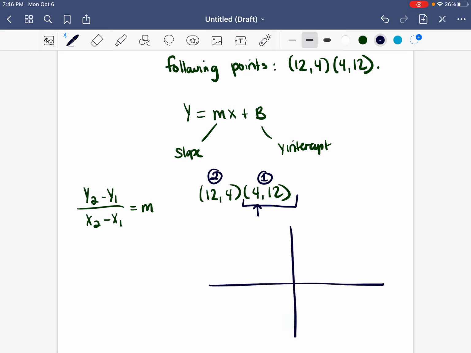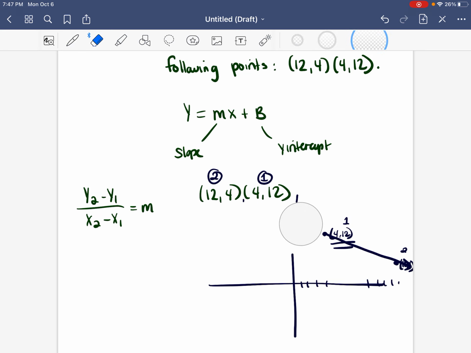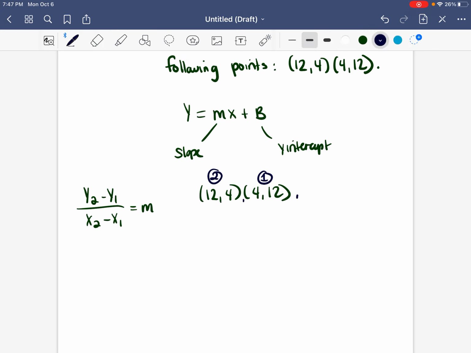Just very briefly, if I had (4, 12), 1, 2, 3, 4, and say 12 is right here, that's where this point would be. And then if I had (12, 4), it would be a little bit further down, and (12, 4) would be here. So if I had a line going from left to right, (4, 12) would be the first point that you would hit, and then eventually you would hit the second point. So that's how I'm going to label it. I'm going to use (4, 12) as the first point and (12, 4) as the second one. So I'm just going to write it like that, (4, 12) and (12, 4).